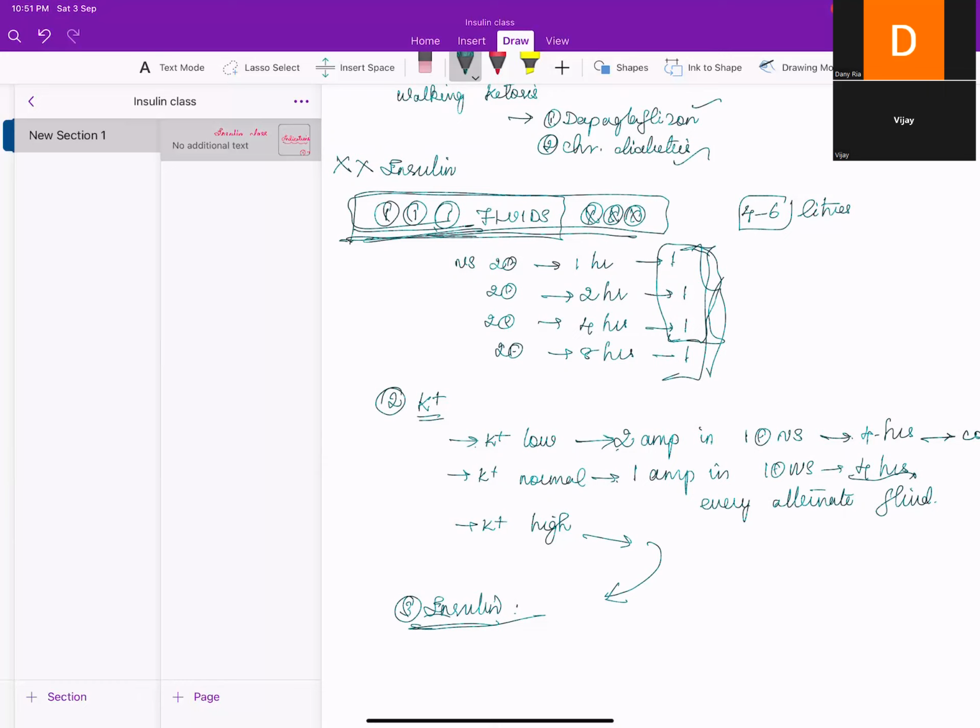See, for potassium in infusion, that's a separate guideline. Totally, we should not give more than 80 millimoles per day. Yeah. 1 ampule is 10 millimoles, right? 20 millimoles. 1 ampule is 20 millimoles. So you should not give more than 4 infusions per day.